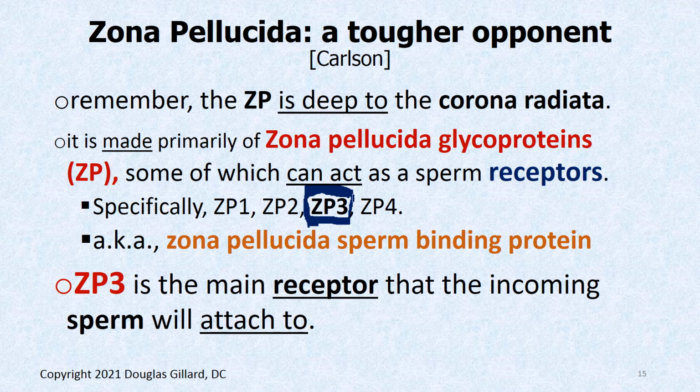So some enzymes can be released. So that's an important one to know. So Zona Pellucida is the main receptor that the incoming sperm will attach to.